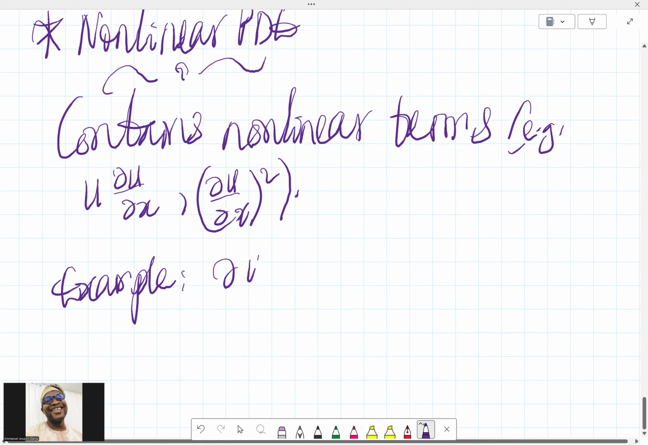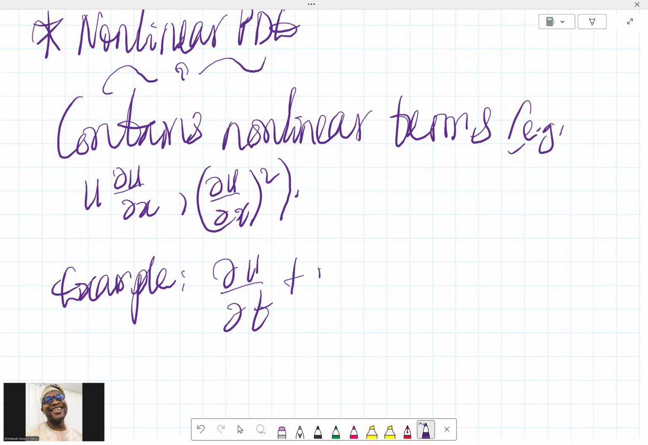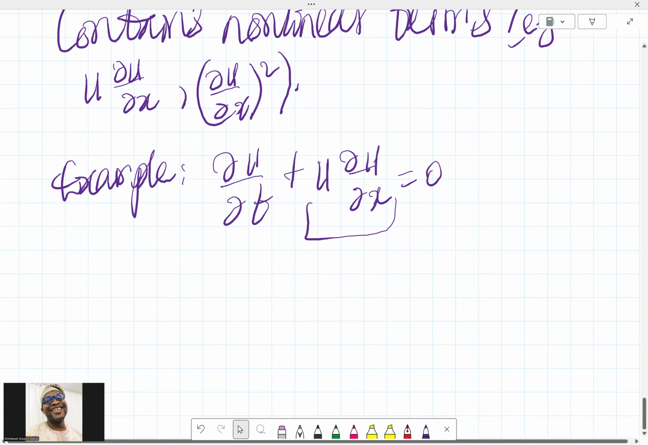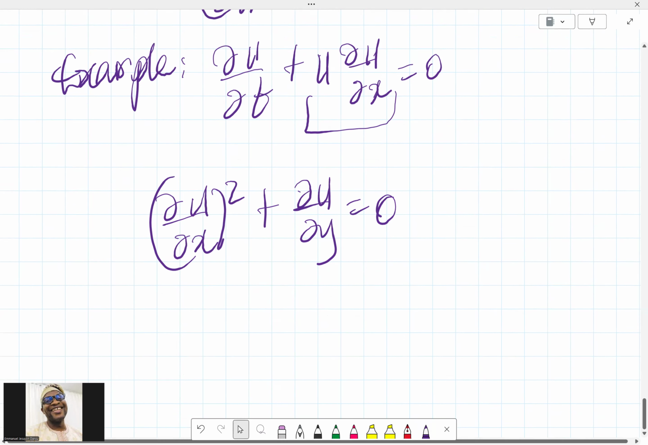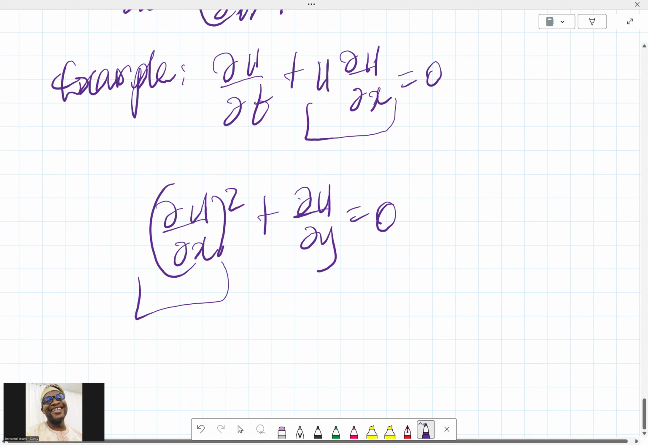So here we have partial u partial t plus u partial x equals 0. So this makes it nonlinear. Or maybe you now have partial u partial x squared plus partial u partial y equals 0, even whatever that is. So this now makes it nonlinear. Okay, so you have nonlinear PDEs.